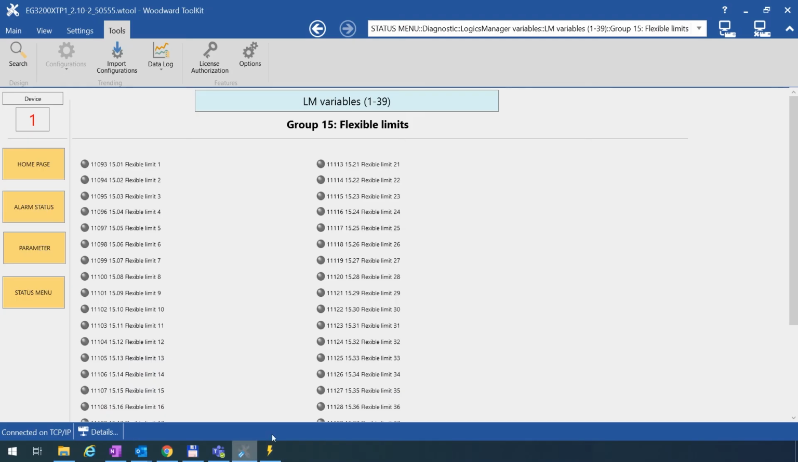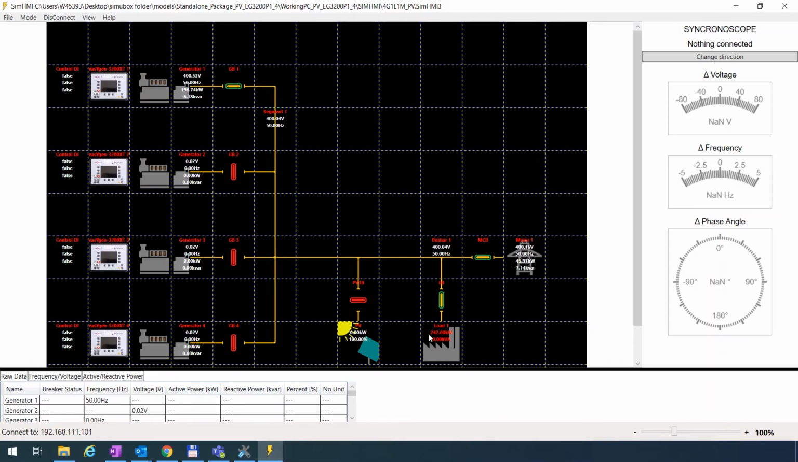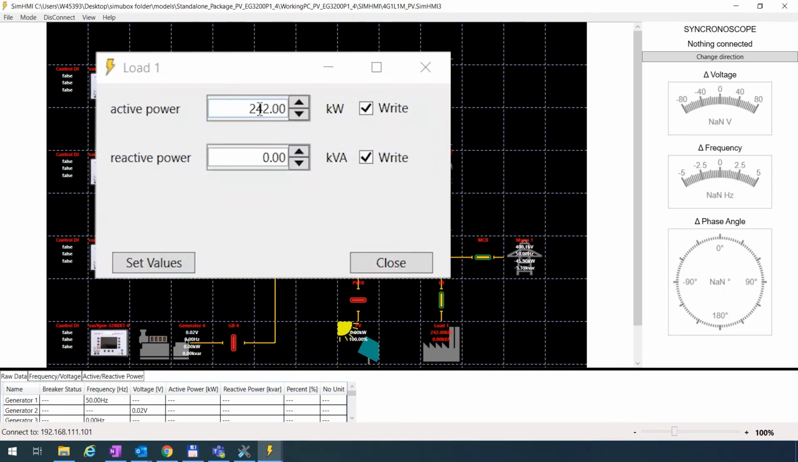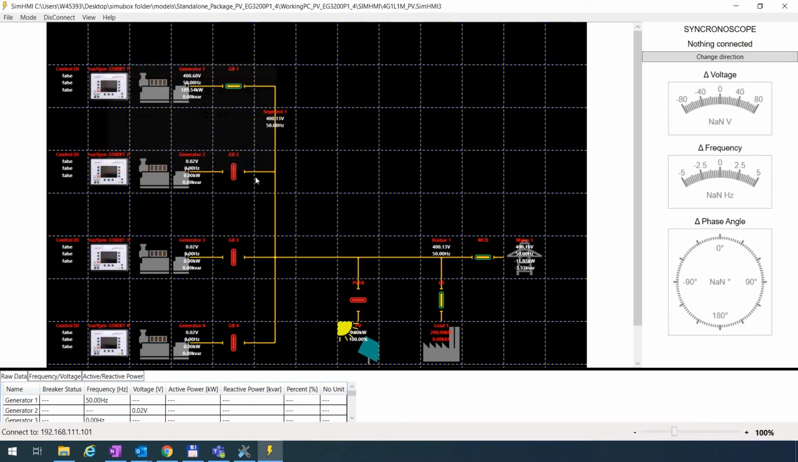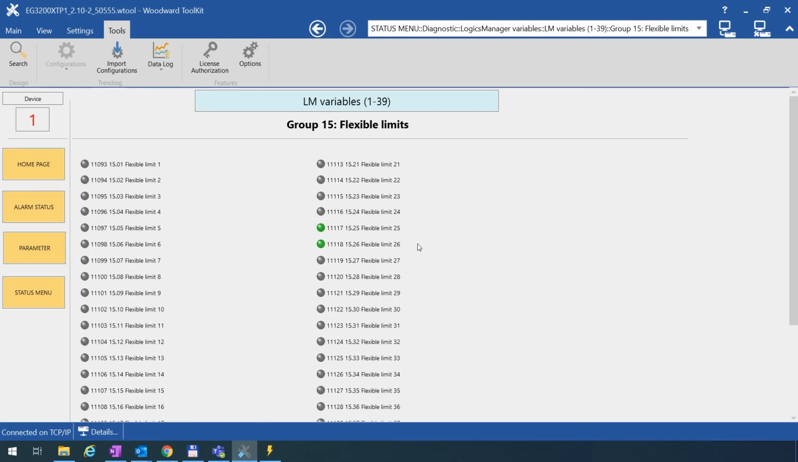This will activate our flexible limits connected to load shed outputs. As you can see, both were activated. Now I will decrease the load to see the flexible limits deactivate. And this is how the load shedding can be achieved with our EasyGen units.